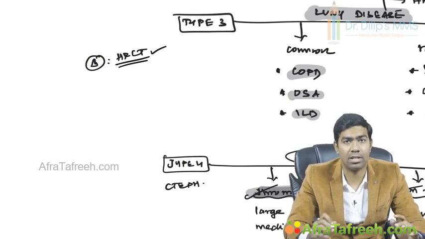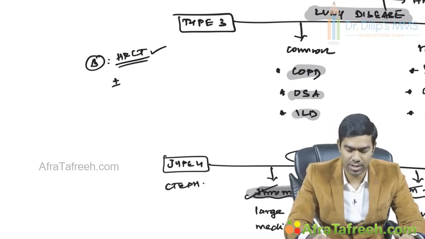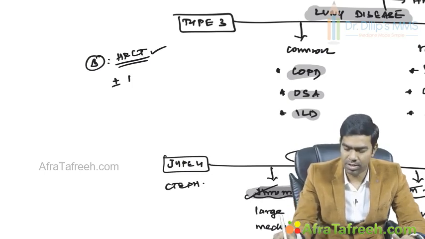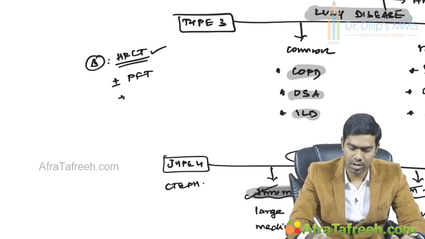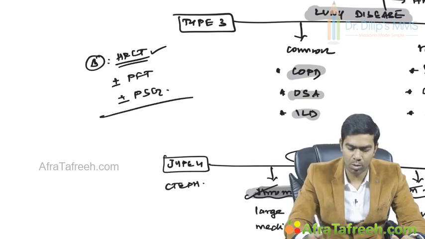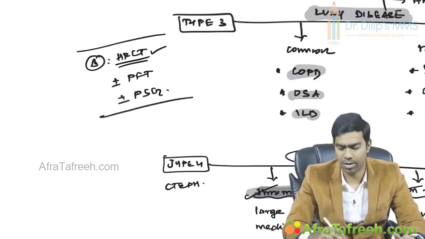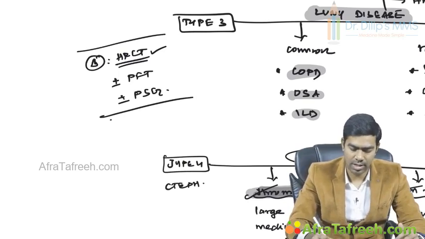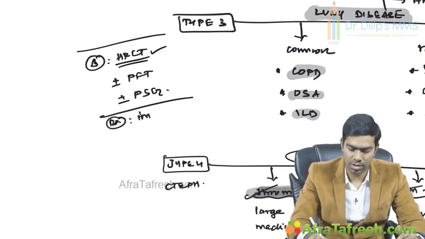So, HRCT is the mainstay of diagnosis of type 3 pulmonary hypertension, where you can add additional investigations like pulmonary function test or investigations like polysomnogram to find out the OSA, obstructive sleep apnea. So, you can use all these things, and the treatment will be only to improve the lung function.